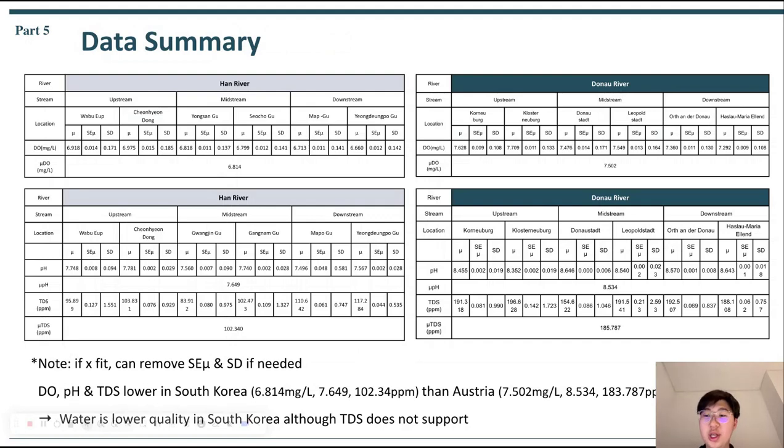For a summary of the data collection, the Han River would appear to be more contaminated than the Donau River, as expected, as the average DO value of the data collected was 6.8, whereas for the Donau it was a significantly higher 7.5. Similarly, the pH value was lower in the Han River at 7.649, whereas in the Donau River it was 8.534. However, a limitation of the study is that the TDS also happened to be lower for the Han River than the Donau River, which would indicate to the contrary that the Donau River is more polluted than the Han River.